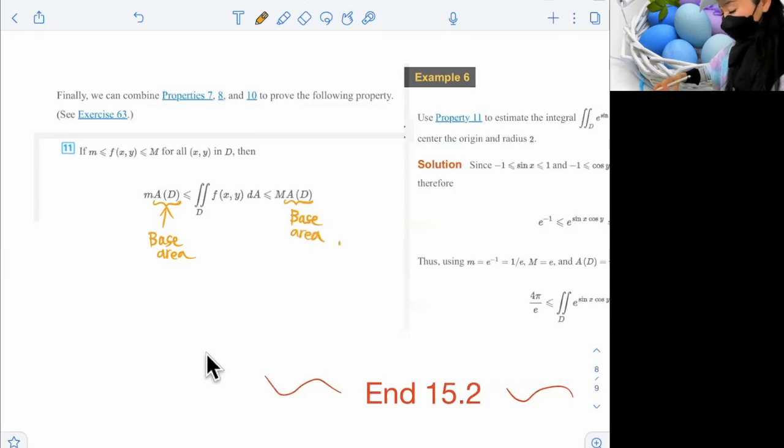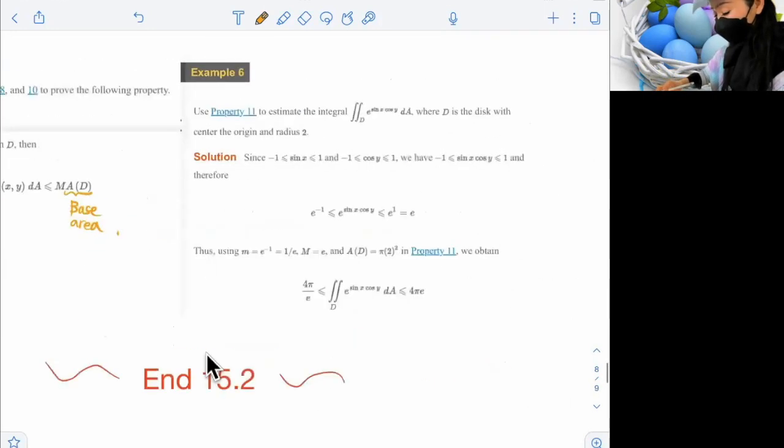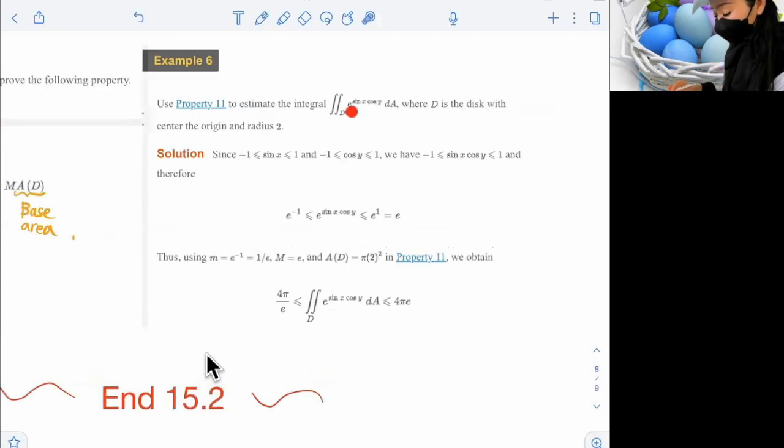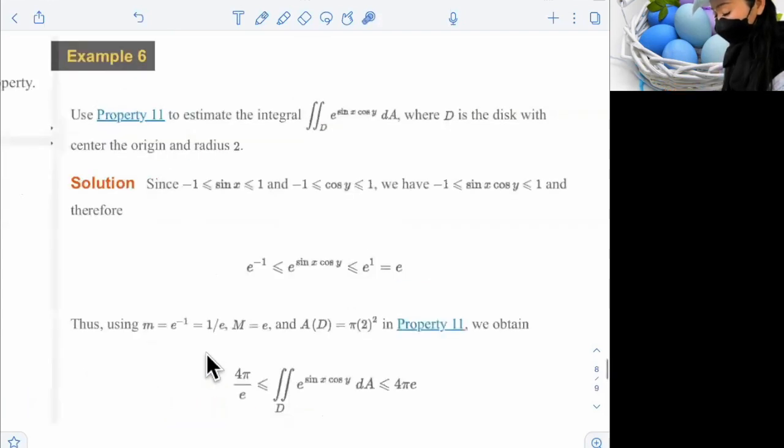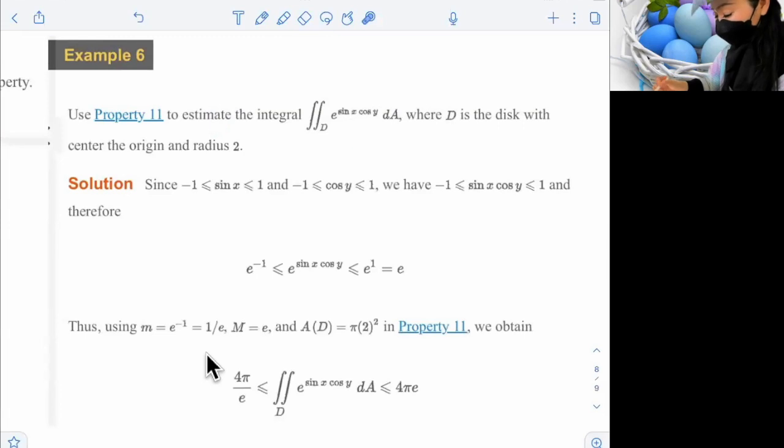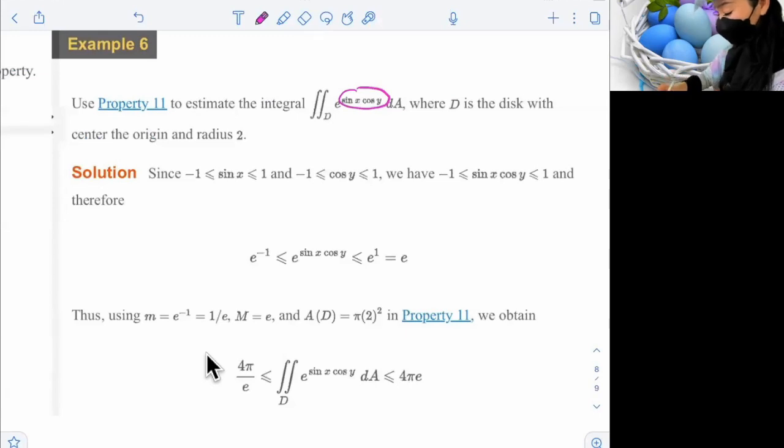Understand? For example, in this example, suppose you try to estimate this integral. What do we know about sine x times cosine x? It is going to be between -1 and 1, right? Sine and cosine are bounded below by -1 and above by 1.